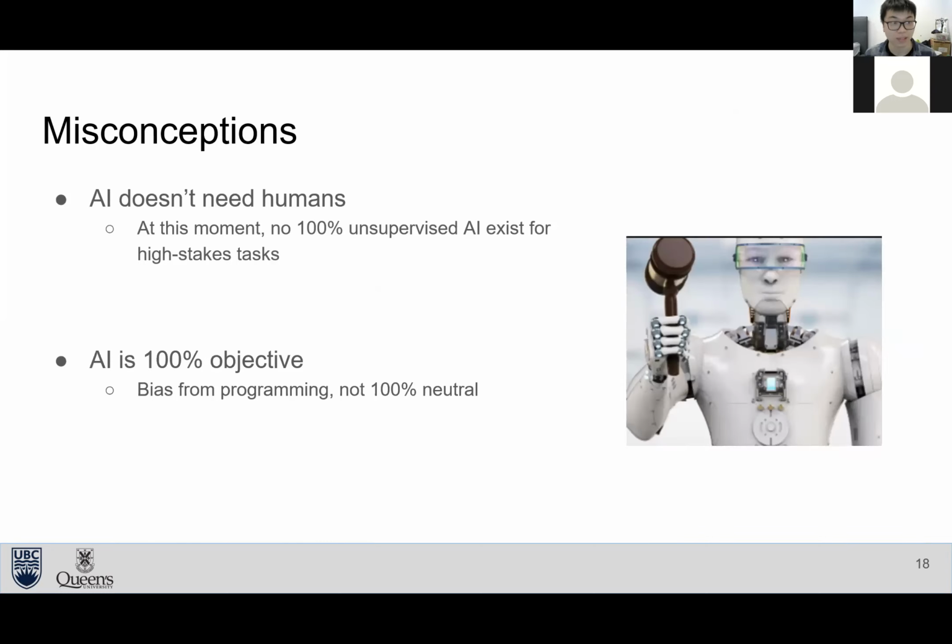Secondly, AI is not completely objective. There is a lot of bias in AI because humans build AI. The data we use to train AI is selected by humans. So there is bias in AI applications and they will make errors. So we won't see things like AI court judges for a long, long time.